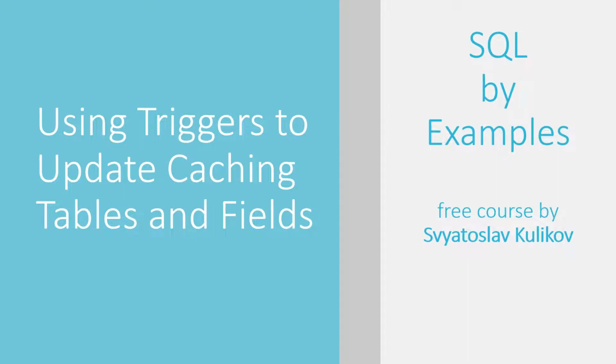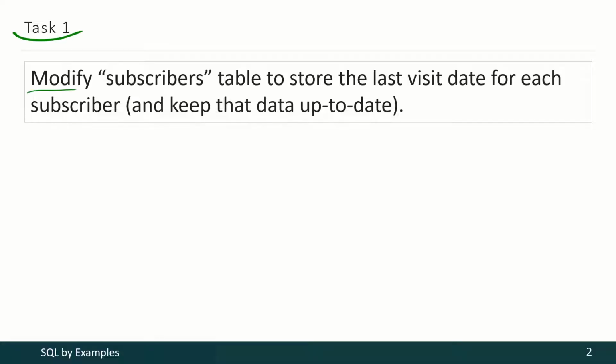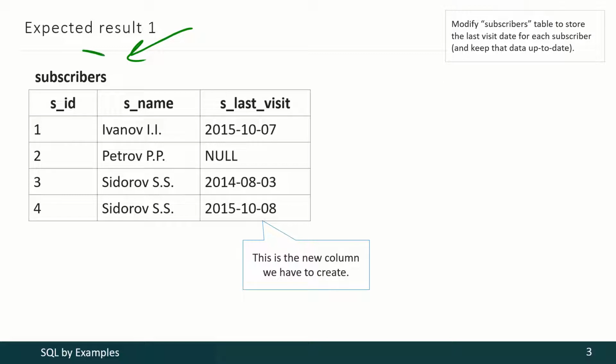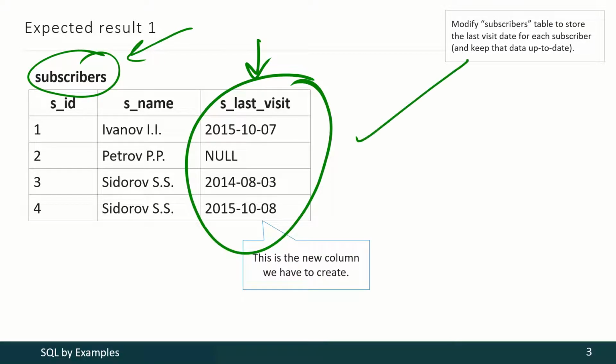In this video we shall discuss how to use triggers to update caching tables and fields. In the first task we have to modify the subscribers table to store the last visit date for each subscriber and keep the data up to date. After the task completion, this table should have such a column and that column should store that data.